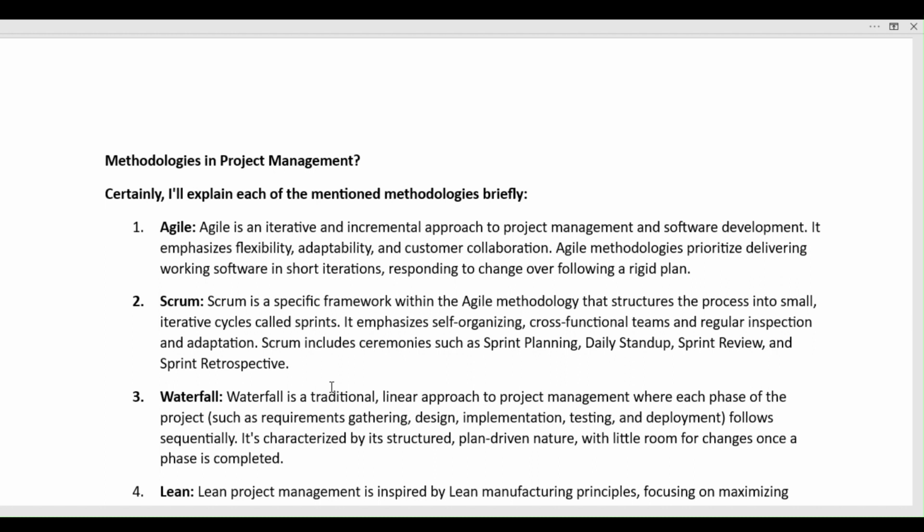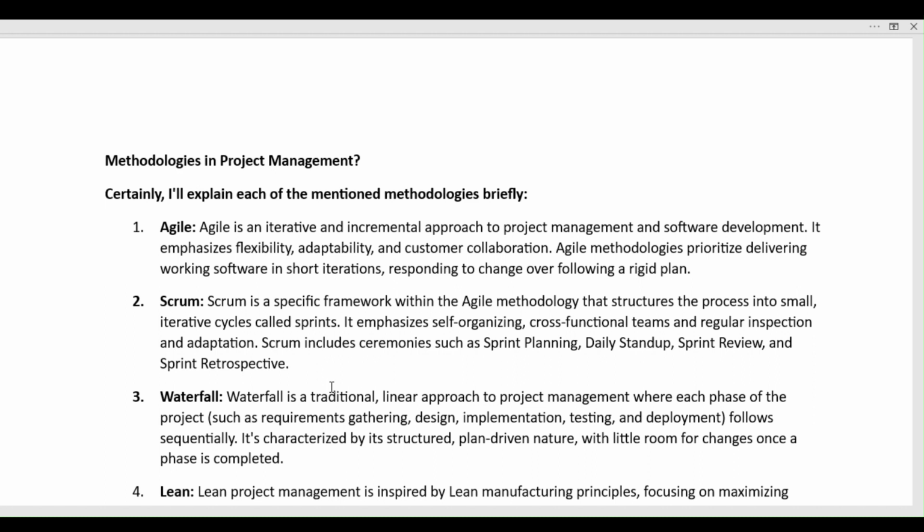Second thing is Scrum. We already discussed the Scrum portion in great detail. What are the ceremonies of Scrum? What is Scrum? What are the key aspects of Scrum? Like those things. So just taking a brief look at Scrum here also.